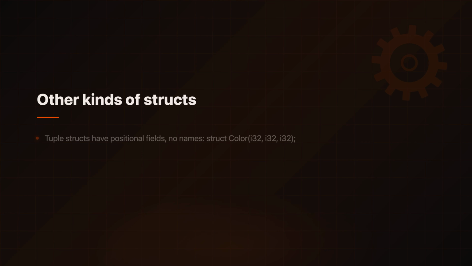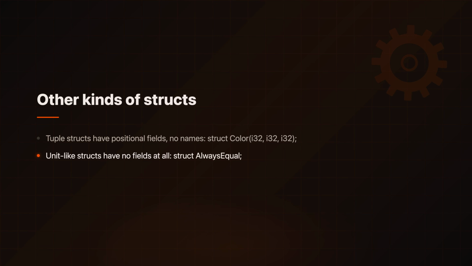Other kinds of structs. Tuple structs have positional fields with no names. Unit-like structs have no fields at all. Both give you a distinct type when you need to name more than data.